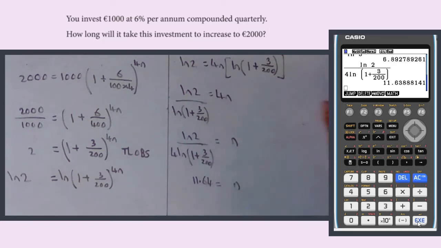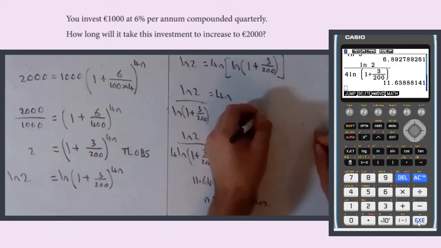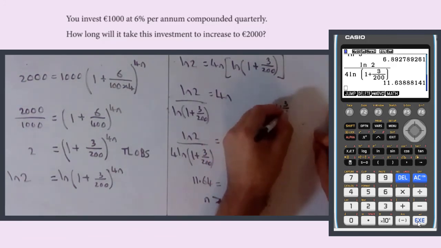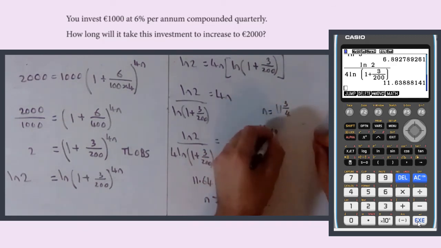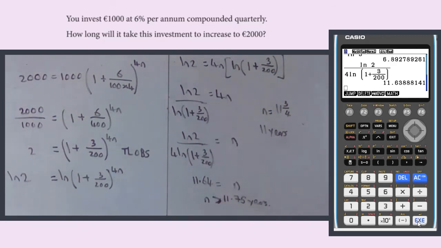0.64-ish. And now we need to recognise that in the context of the question, this was compounding quarterly, so really we need this to the nearest 0.25. So n really needs to be greater than or equal to 11.75 years. Okay, so it's going to be 11 3/4 years, or I suppose that would be 11 years. There are 12 months in a year, so it must be 9 months.